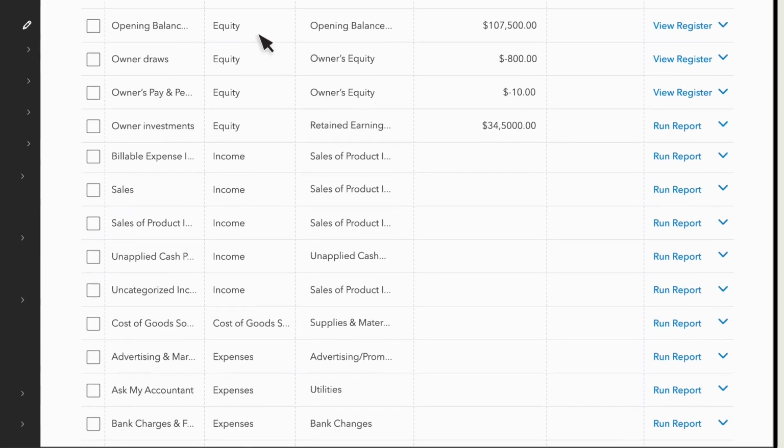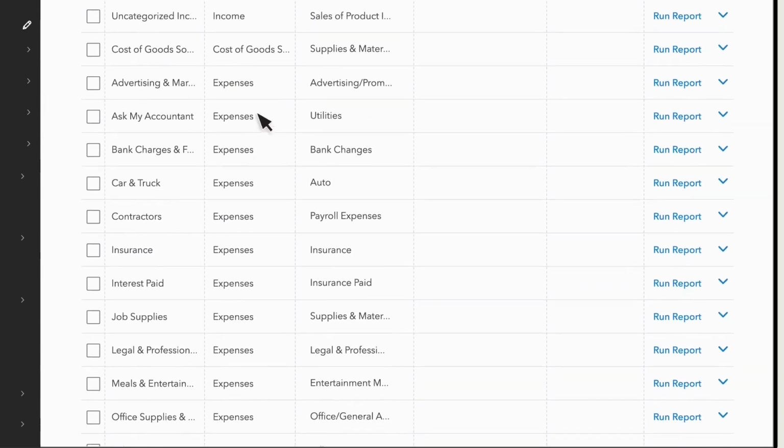Equity accounts show you how much the business is worth to the owner. You use equity accounts when the owner deposits money into the business or when they withdraw money for their personal expenses. Income accounts help you track why you receive money from customers or donors. Cost of goods sold and expense accounts help you track your spending.